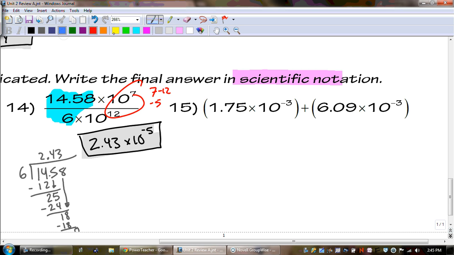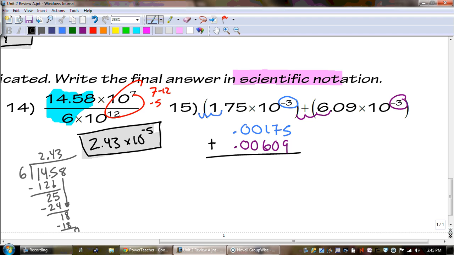All right, and the last one, number 15. Now, number 15, when we're doing addition or subtraction, we want to change these first. So 1, 2, 3, 1, 2, 3. That's our first number. We're going to add, and I'm adding that to this. So we're going to move 1, 2, 3, 1, 2, 3. And now we just add our numbers up. 5 plus 9 is 14. 7 plus 1 is 8. 1 plus 6 is 7.